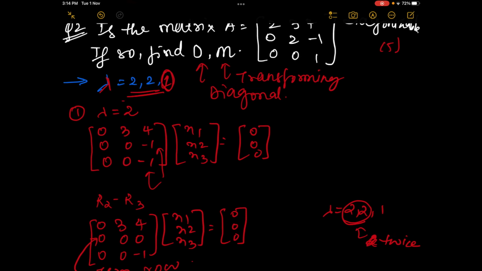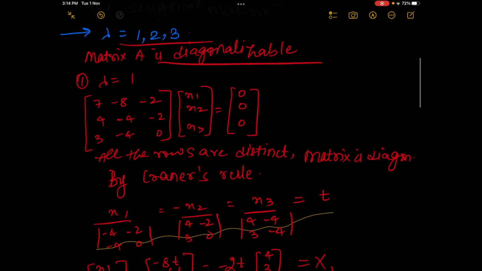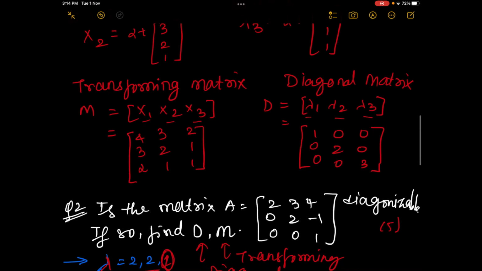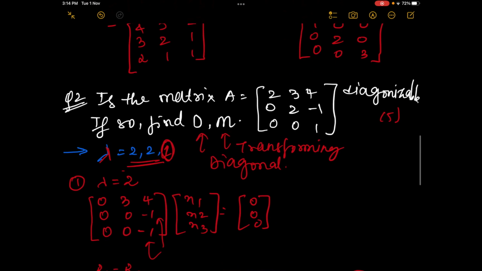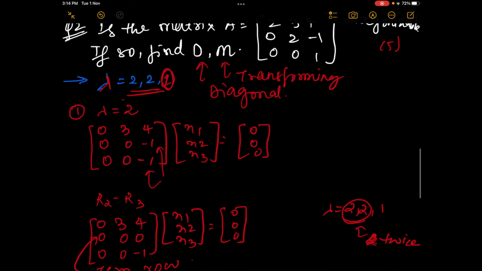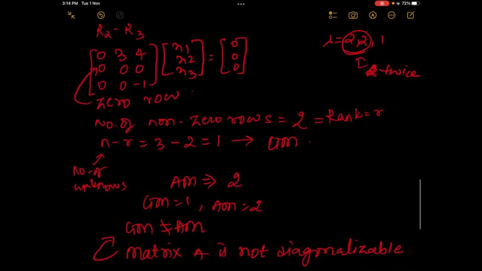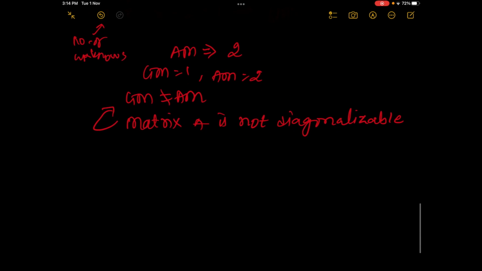So we have covered all of the concepts of diagonalization. We saw one question where we had unique eigenvalues, and we found the diagonal matrix as well as the transforming matrix. And right now we did one example where we had repeating eigenvalues, and because AM is not equal to GM, the matrix becomes non-diagonalizable.